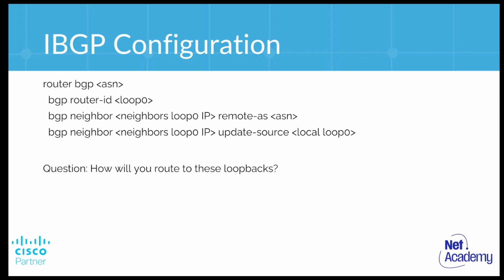And then I can also likewise do neighbor, and again, the neighbor's loopback 0 IP address, update-source, and my loopback 0 address. What this does is it changes the source IP on general BGP updates to be sourced from my loopback, which is always going to be reachable from the IGP typically, right? So the question of how will you route to these loopbacks? The answer is via your IGP. Hopefully that makes sense.